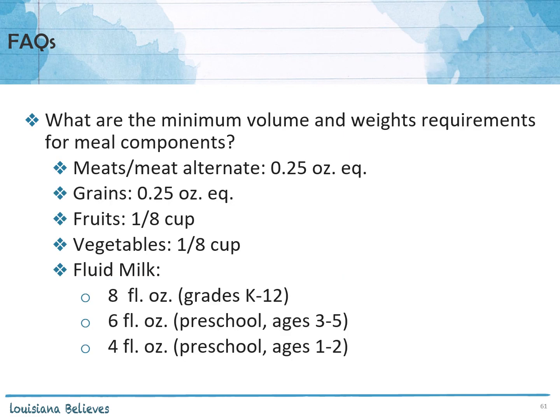What are the minimum volume and weight requirements for meal components? Meat alternate is 0.25 ounce equivalents. Grains is 0.25 ounce equivalents. Fruits are 1/8 of a cup. Vegetables are 1/8 of a cup. And fluid milk is 8 ounces for grades K to 12, 6 ounces for preschool age 3 to 5, or 4 ounces for preschool age 1 to 2.